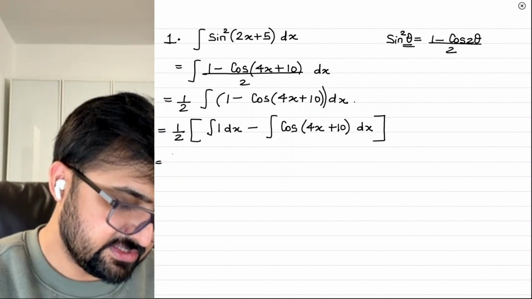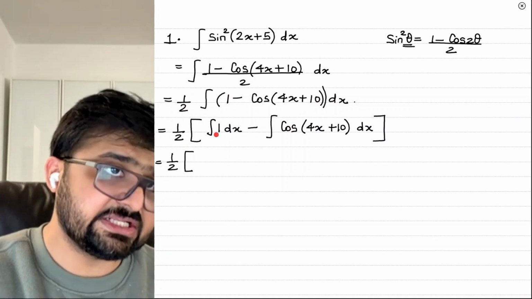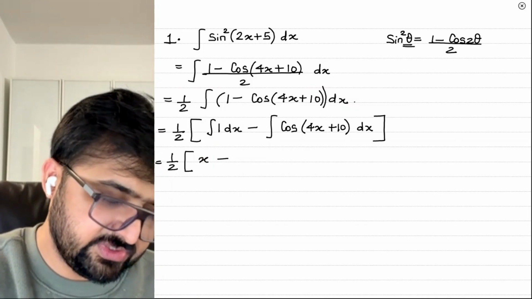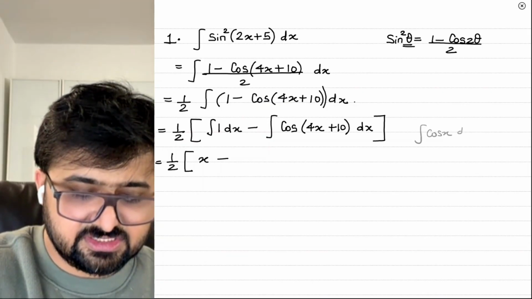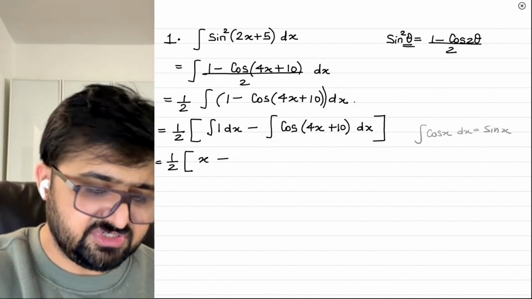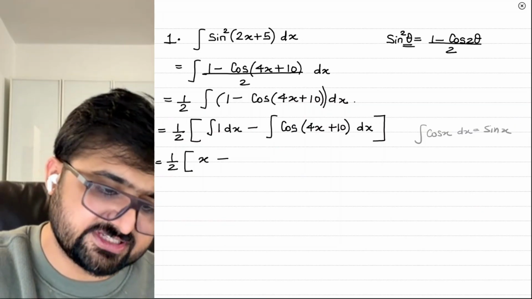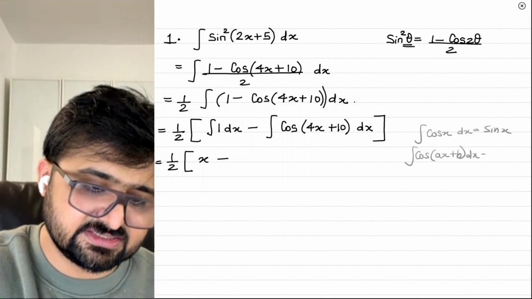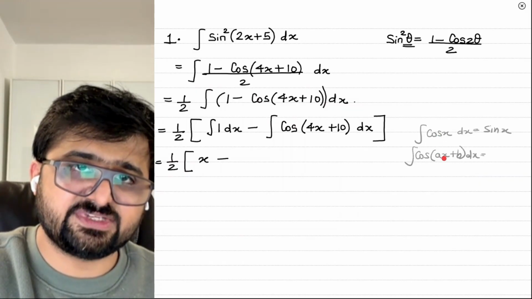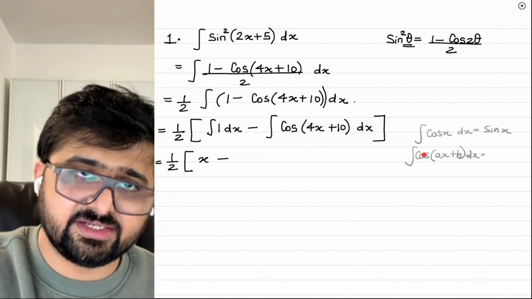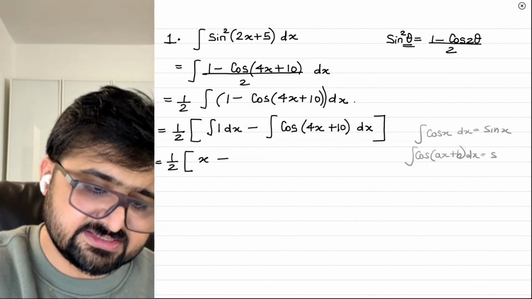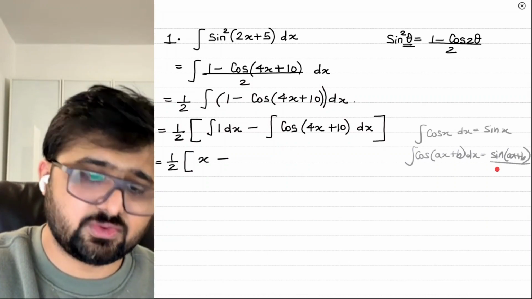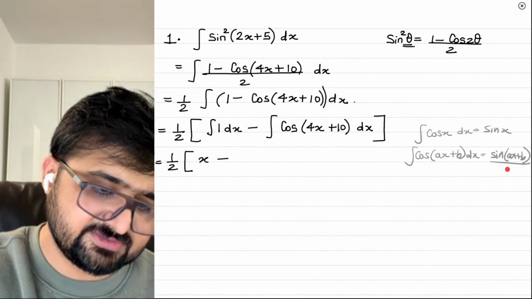Now let's integrate that. Half, we know the integration of 1 is x, minus. We know the integration of cos x dx is sin x, but this is not cos x. This is a linear term in cos. We have also studied that if instead of x there is ax plus b that you want to integrate, the same formula can still be applied. The integral of cos(ax plus b) is sine(ax plus b), and you just have to divide by the coefficient of x, which is a.